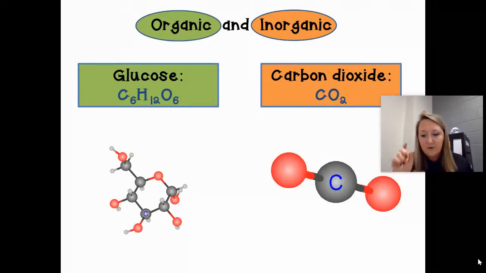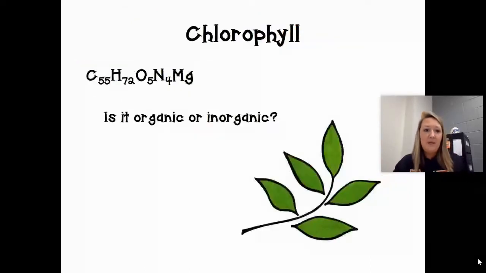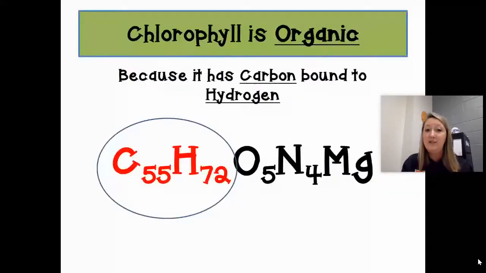In just means not, right? It's not organic. So if we look at this chlorophyll, is it organic or inorganic? Look at the chemical formula. What do you see? Do you see a carbon and a hydrogen together that make up chlorophyll? Yes, you do. Chlorophyll is organic because it has carbon bound to hydrogen, right? That's C55H72. They're bonded together in that compound, in that molecule. They're connected, so it is organic.